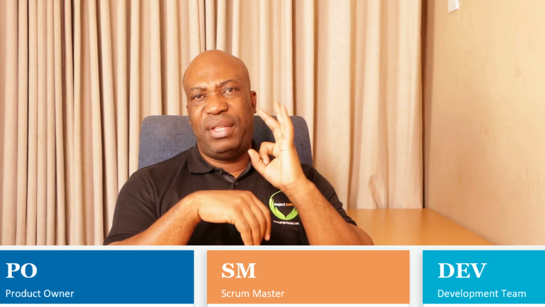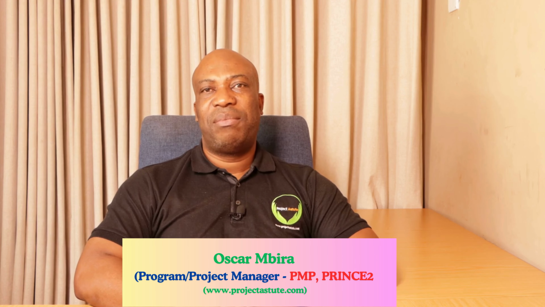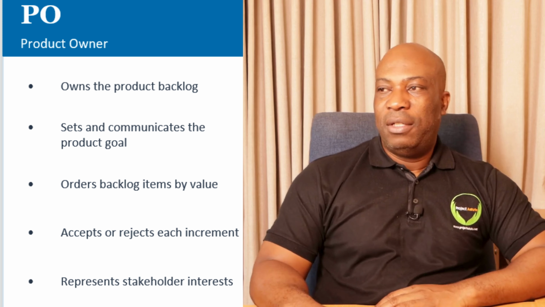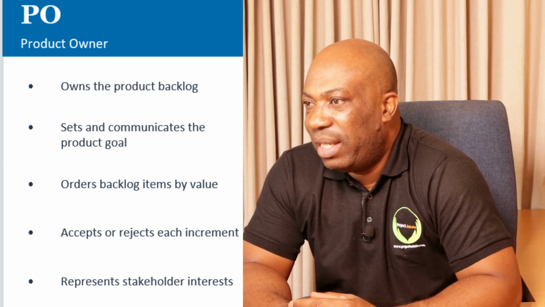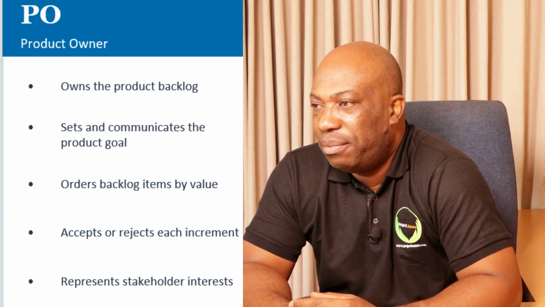So let's get started. Let us look at the three main roles that you find in an Agile setup. There are basically three of them. The first one is the product owner. So we need to understand exactly what this role is all about and why you need it. Let us go through what is expected of these roles. So the first role we are going to look at is the product owner.